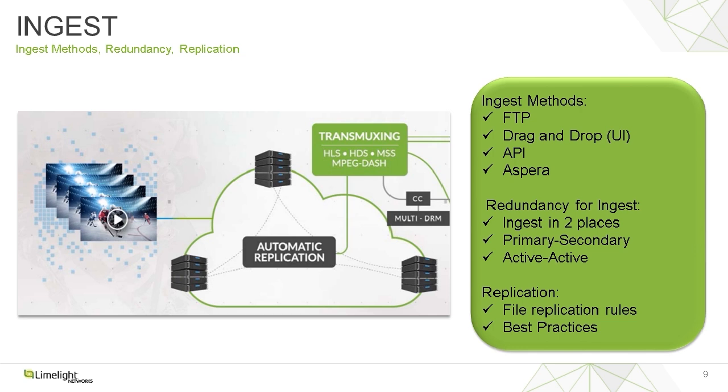Some best practices when you're ingesting or moving your files into storage is you want to ingest into two places. That is good practice, and that way you have a backup in case one goes down. That can be one primary, one secondary, or both active. But you want to have that redundancy in place, and also file replication that scatters the files close to where your viewers are watching.